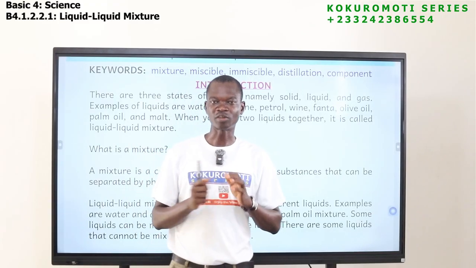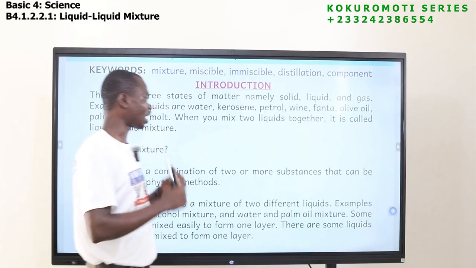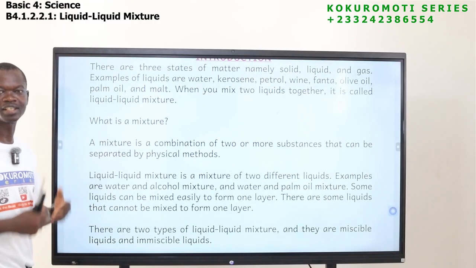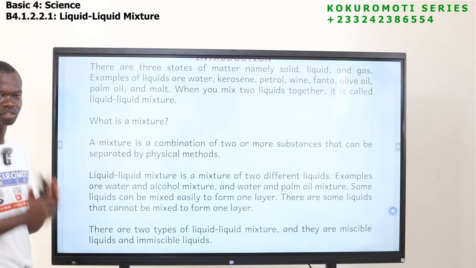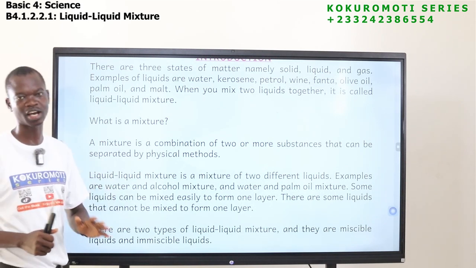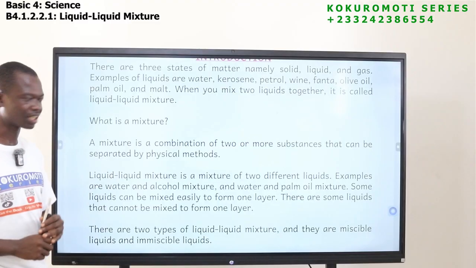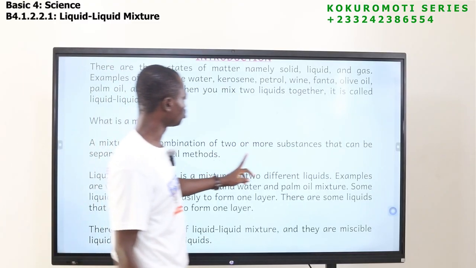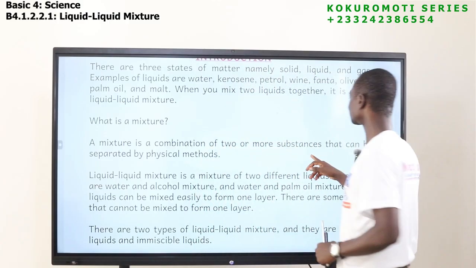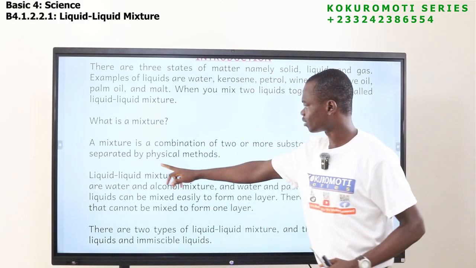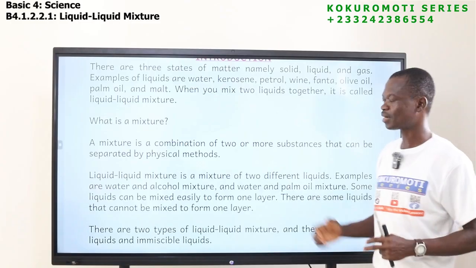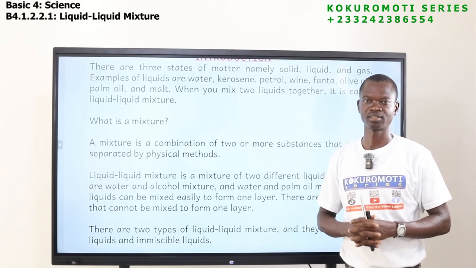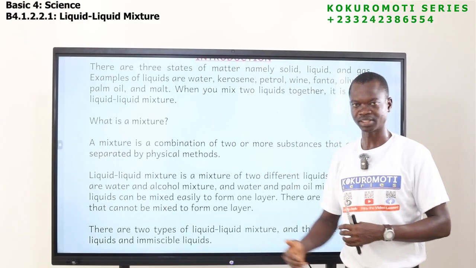So now we are going to look at how to form a mixture using liquids. That is what today we are going to look at. That is why we have liquid mixture. Our topic is liquid mixture. Now, what is a mixture? A mixture is a combination of two or more substances that can be separated by physical methods. So anytime we talk of mixture, we are talking about two or more substances that can be mixed and at the same time can be separated.